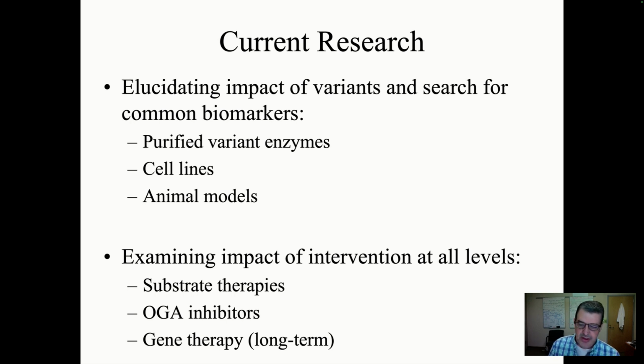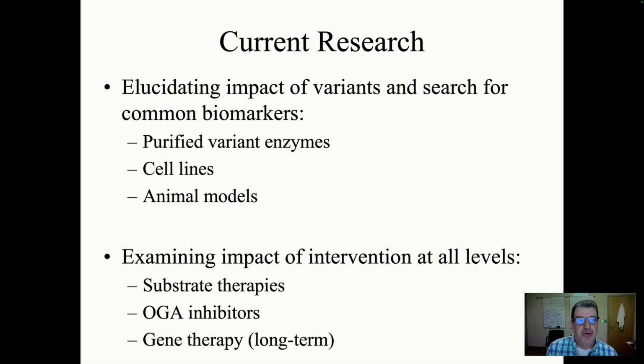But the other thing we're doing is examining the impact of intervention at all levels: in cell lines, on purified enzymes, in animal models. What happens if we adjust substrate levels? If we feed cells glucosamine, if we feed them GlcNAc, if we feed them just more glucose? So looking at substrate therapy outputs. The other idea is to elevate GlcNAc levels potentially with OGA inhibitors. If you inhibit the enzyme that removes the modification, then levels of the O-GlcNAc will build up.